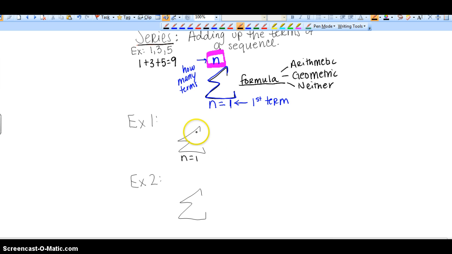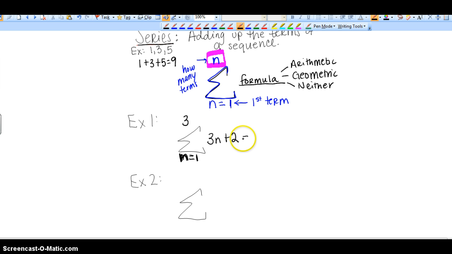So in our first example, we already have sigma drawn. We're going to add n equals 1 here. And that means we're going to start with the first term. And we're going to go to 3. That means we're going to do 3 terms from first to third. And we're going to do 3n plus 2.